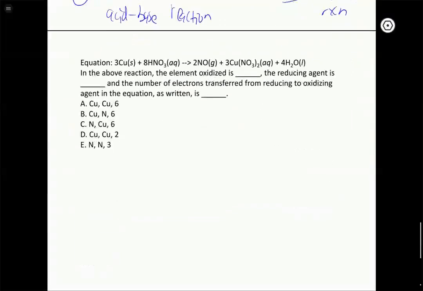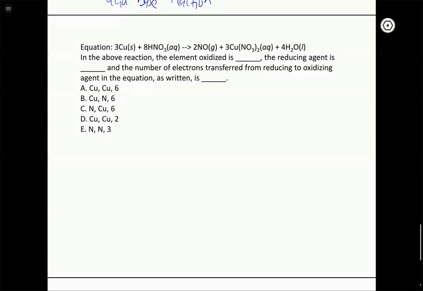Here we're talking about balancing a redox reaction and answering some questions about it. So the reaction is already balanced for us, which is nice. But now we want to see which one is oxidized, which one is the reducing agent, and the number of electrons that are transferred. So if we assign oxidation numbers first, copper is 0 as an element. For nitric acid, we have +1 for hydrogen, -2 for oxygen, and that leaves +5 for nitrogen. On the product side, this nitrogen now is +2 because it's paired with a -2 oxygen.